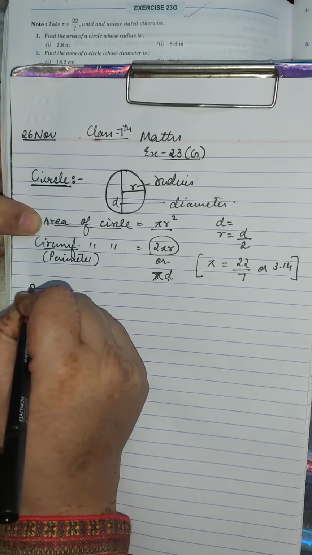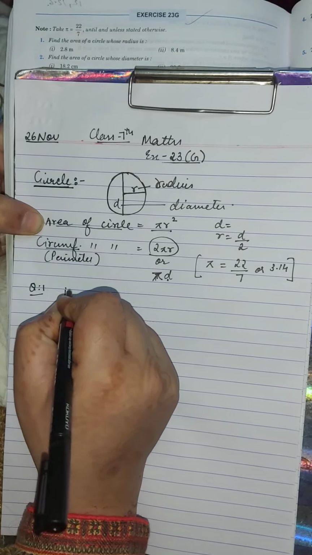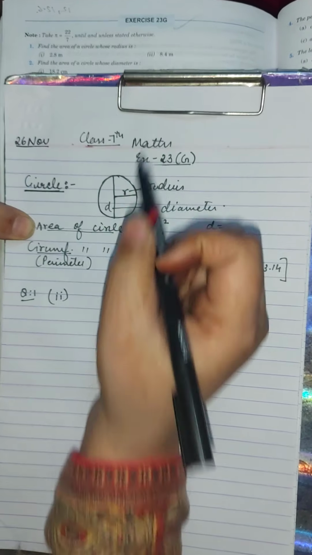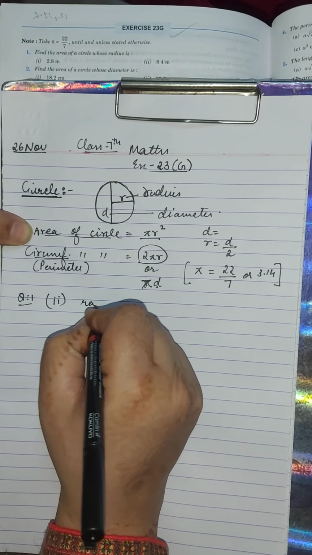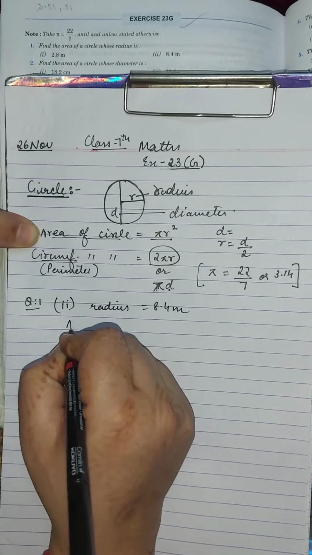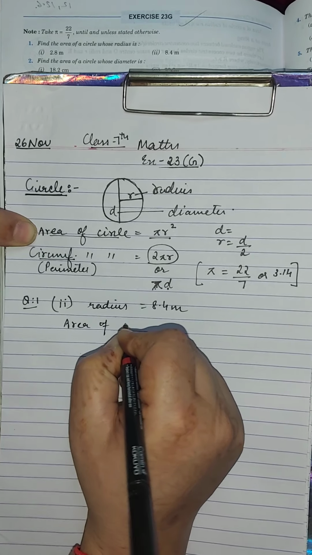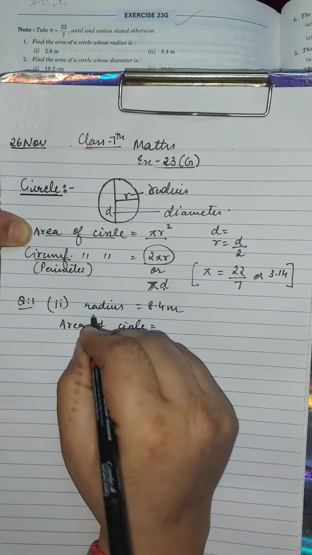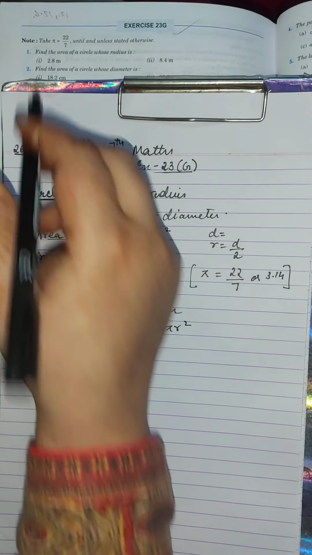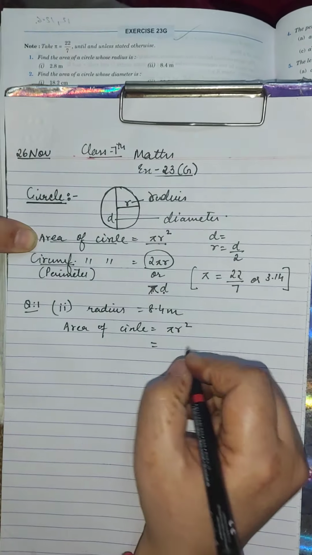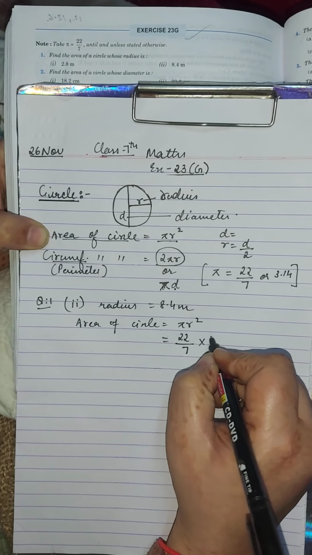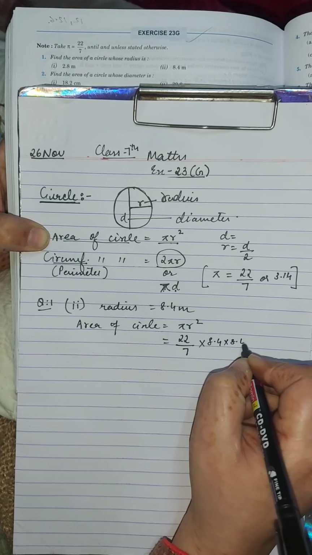So in question number 1, I am doing the second part. Find the area of a circle whose radius is 8.4 meter. Radius is given 8.4 meter, and we have to find the area of circle. So we have to apply the formula, which is pi r square. Pi value they have given to you 22 by 7, but you should learn this value. 22 by 7 into 8.4 into 8.4.